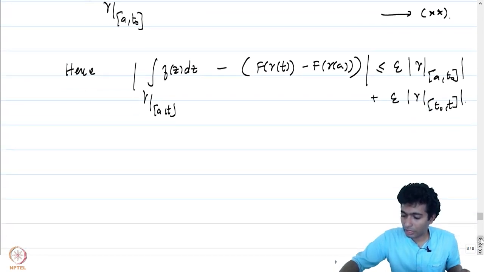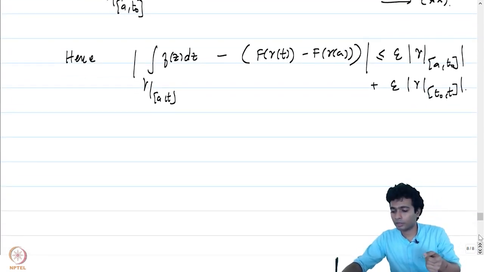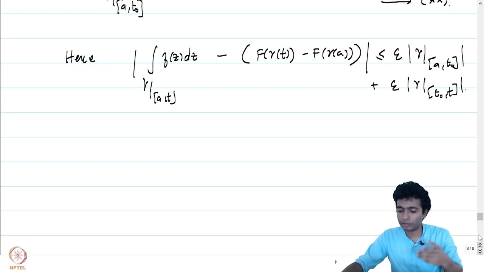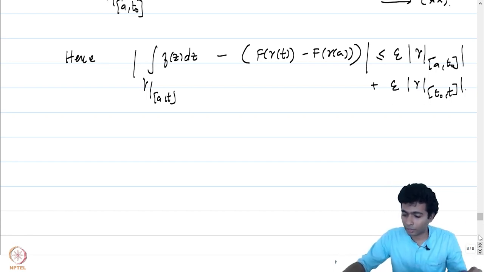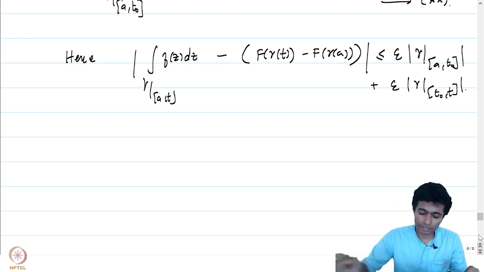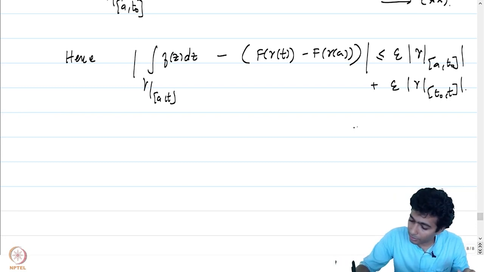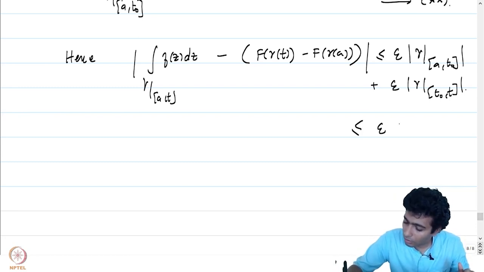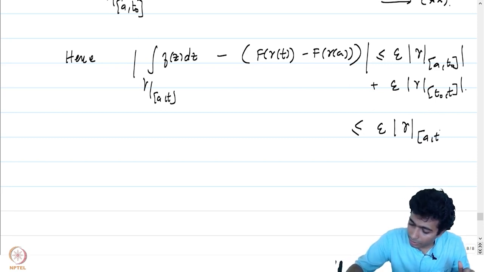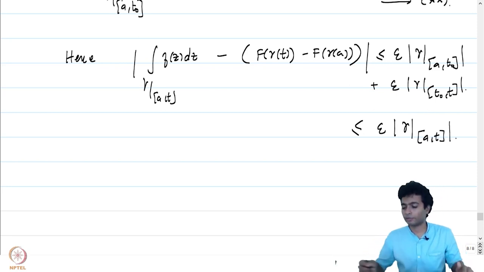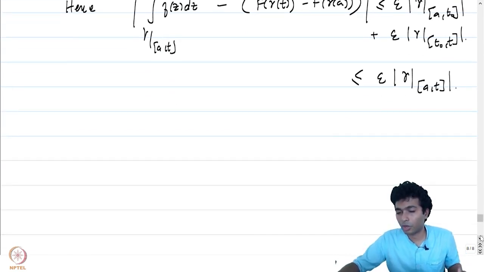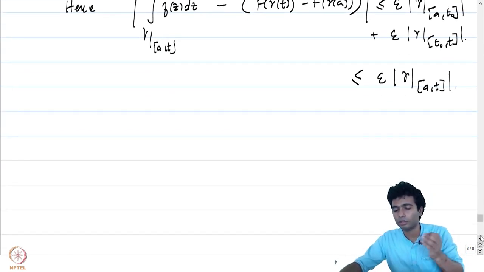We know that the arc length of gamma restricted to a comma t is going to be equal to the sum of the arc length of gamma restricted to a comma t naught plus the arc length of gamma restricted to t naught comma t, which is in particular equal to epsilon times the arc length of gamma restricted to a comma t. And this is precisely what we had set out to prove. This is true for all t in t naught to t naught plus delta.